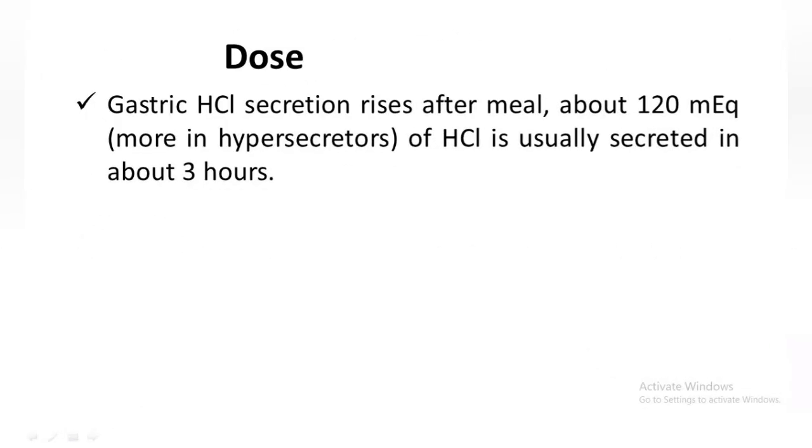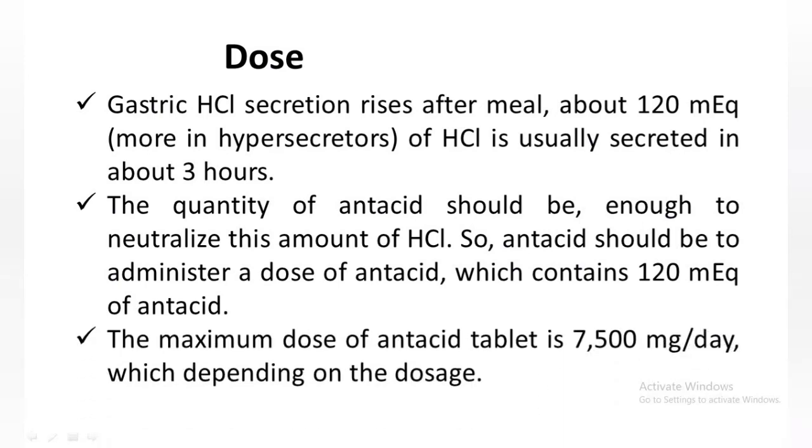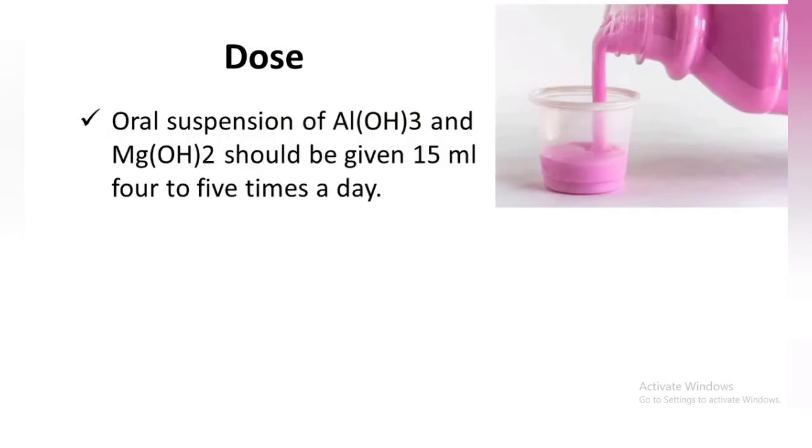Dose of antacid. After meal, there is rise in gastric hydrochloric acid secretion, in normal about 120 milliequivalent, used for digestion of food in stomach, whereas there will be higher acid secretion in diseased condition in 3 hours. So the quantity of antacid should be taken enough to neutralize the secreted hydrochloric acid. That is, maximum dose of antacid tablet is 7500 mg per day, where 500, 1000 and 1500 chewable tablets are available. If it is in suspension form, it should be taken 15 ml 4 to 5 times a day after food.